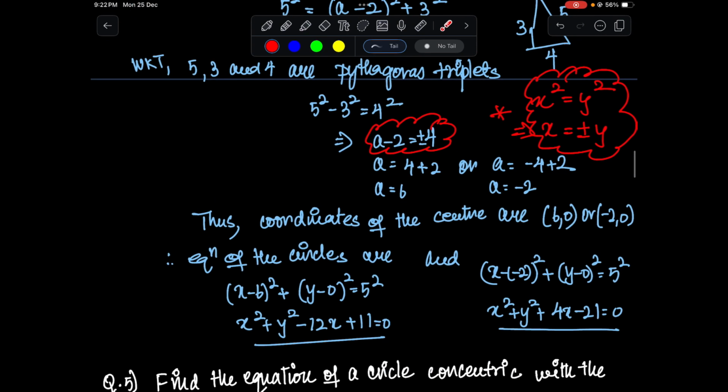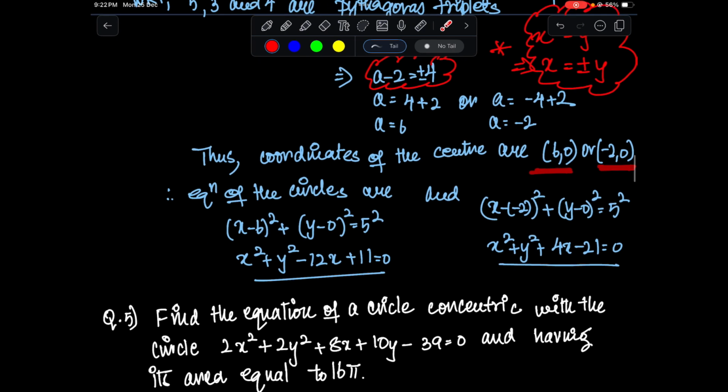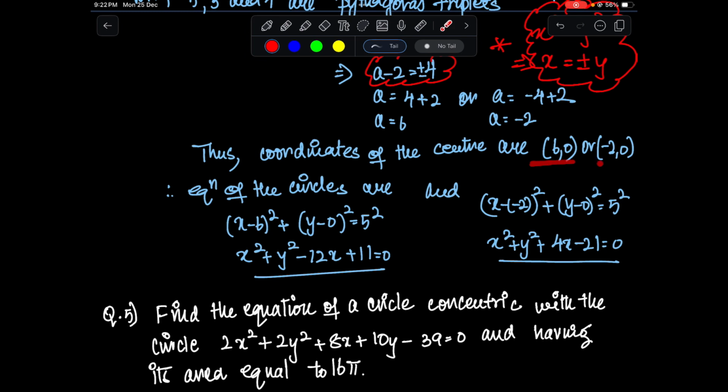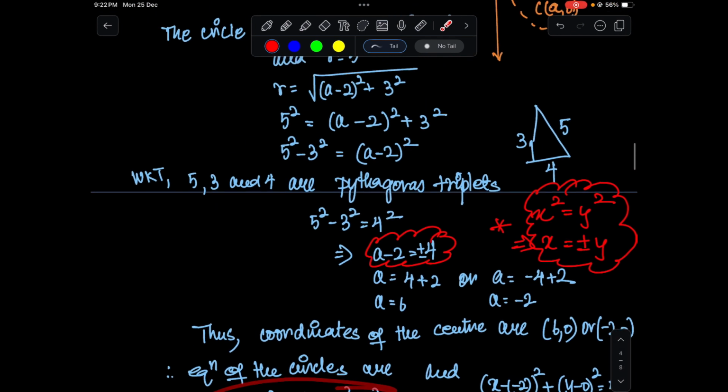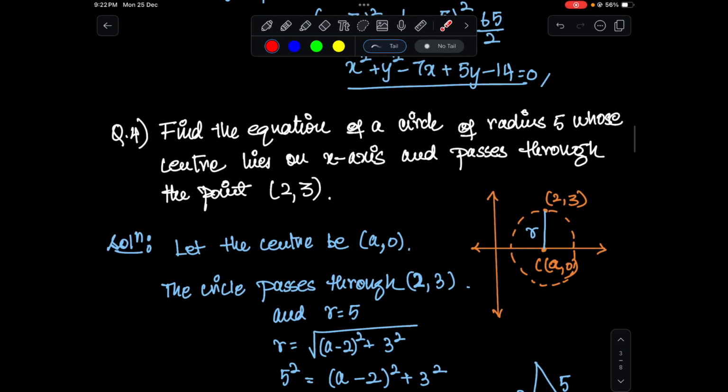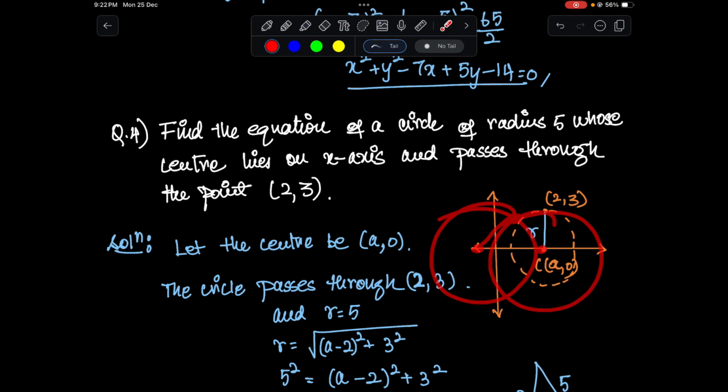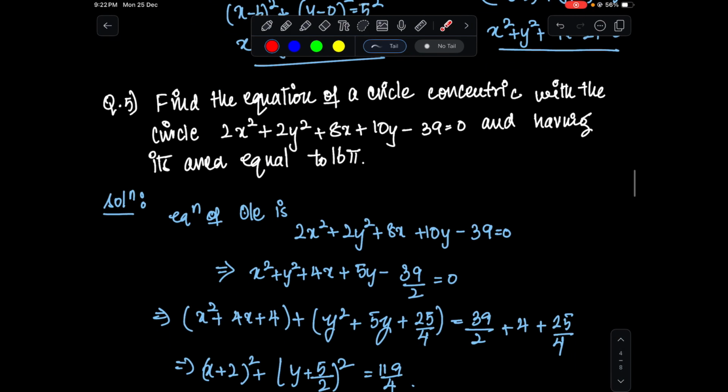Now, you have got centers 6 comma 0 and minus 2 comma 0. Sorry, you got the center, and the radius is already given to you, that is 5. So, substitute in this equation and you will get 2 equations of a circle. That means I have 2 points that lie on the x axis such that I can draw a circle of radius 5. Both of them are passing through the same point. That is what it means.